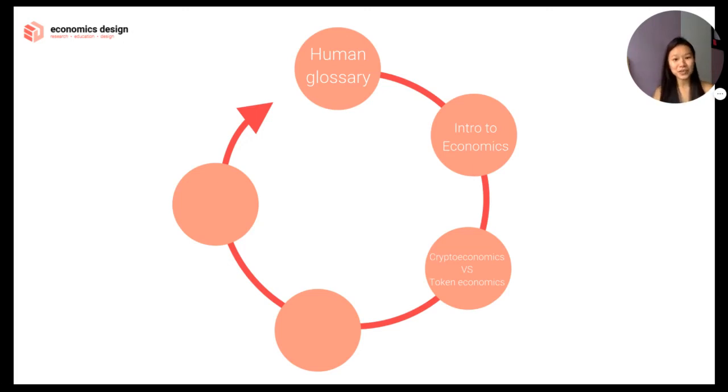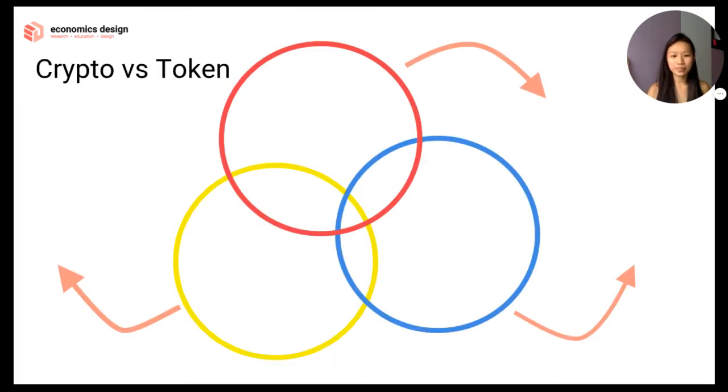And now we move on to the third one, crypto economics versus token economics. Please let me know if I'm going too fast or too slow. And if you need a break anytime, just click pause. That's the good thing about me being on the internet. So now we're going to look at the section of token economics versus crypto economics.